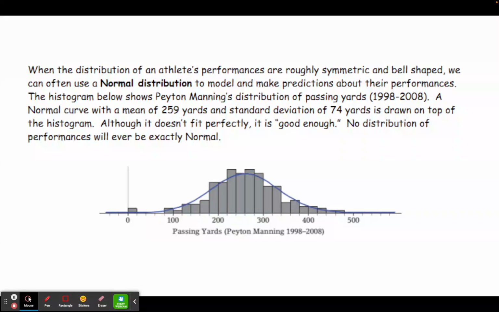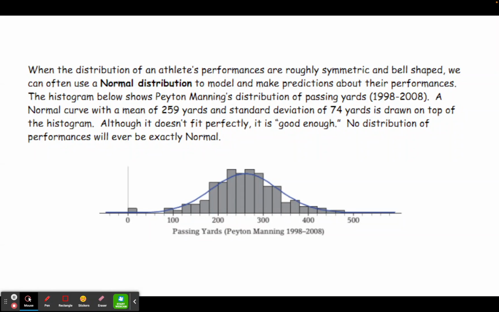The histogram that's shown in your notes shows Peyton Manning's distribution of passing yards from 1998 to 2008. During that 10-year period, his performances took this normal bell-shaped curve with a mean of 259 yards and a standard deviation of 74 yards. So, even though the histogram itself of performances isn't a perfectly normal curve, we can draw a normal curve on top of the histogram. And even though it doesn't fit perfectly, it's good enough.